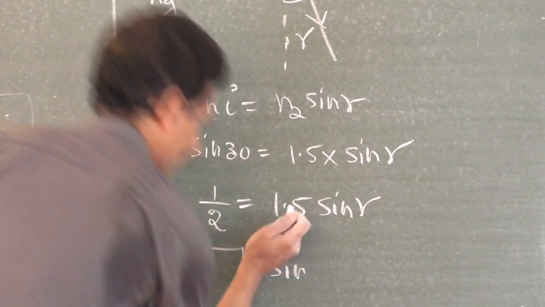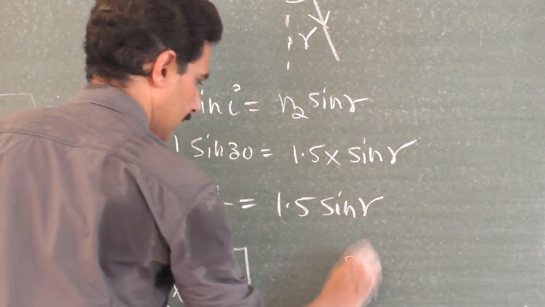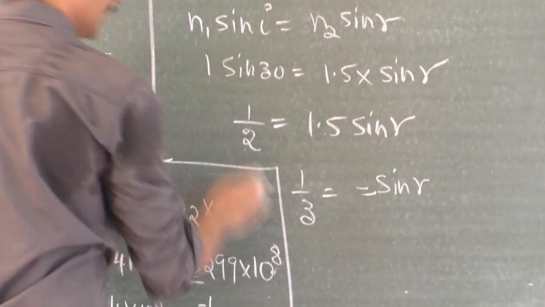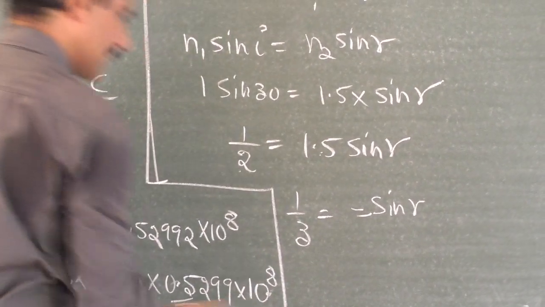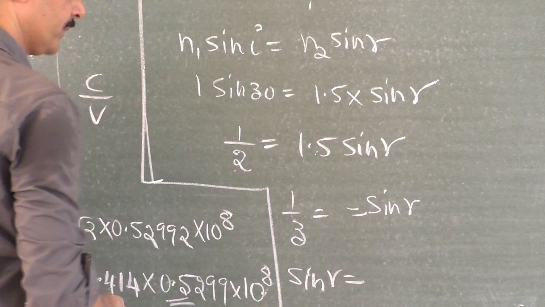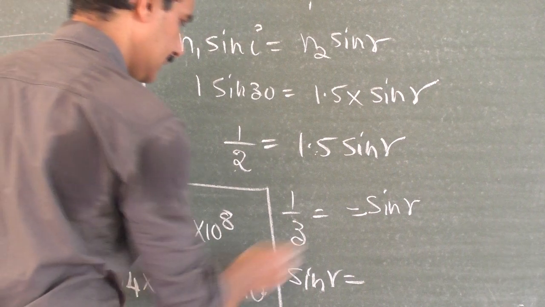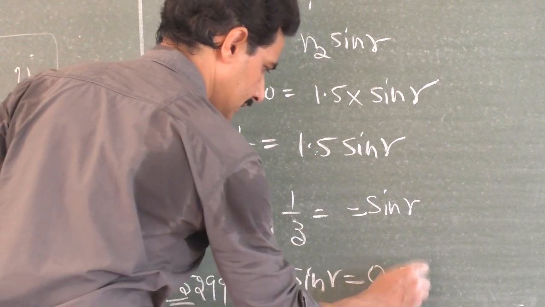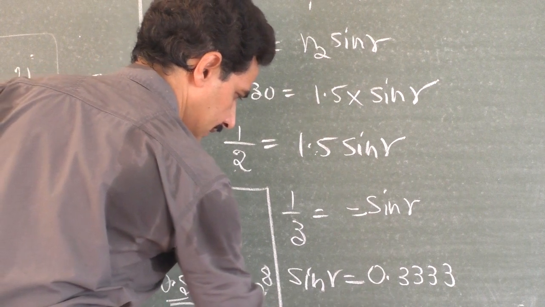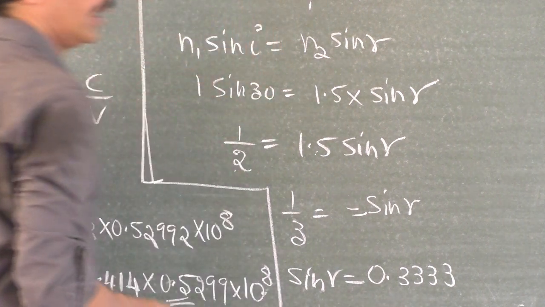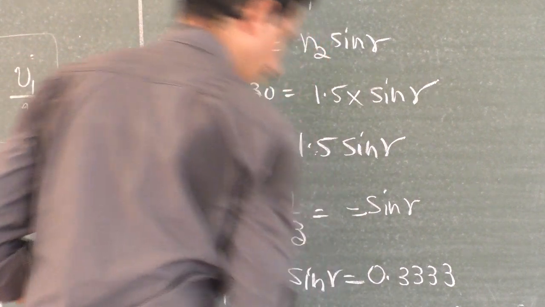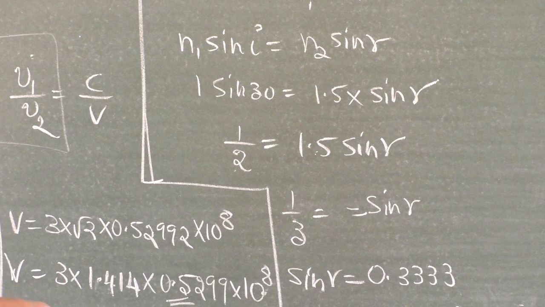Sin r is equal to 1 by 2 into 1.5, which is 1 by 3. So sin r is equal to 0.333. r is equal to sine inverse of 0.333. What is the answer? Answer is 19.5 degrees. Let us see whether we will get it or not. So how to search 0.3333 in the sine table?